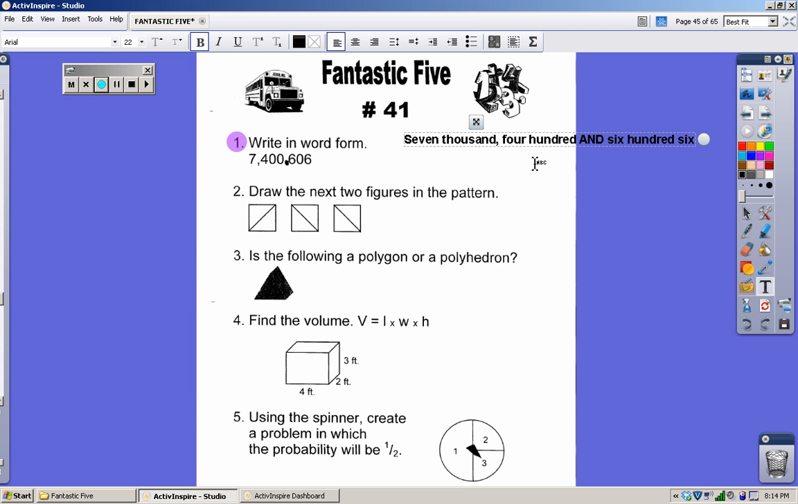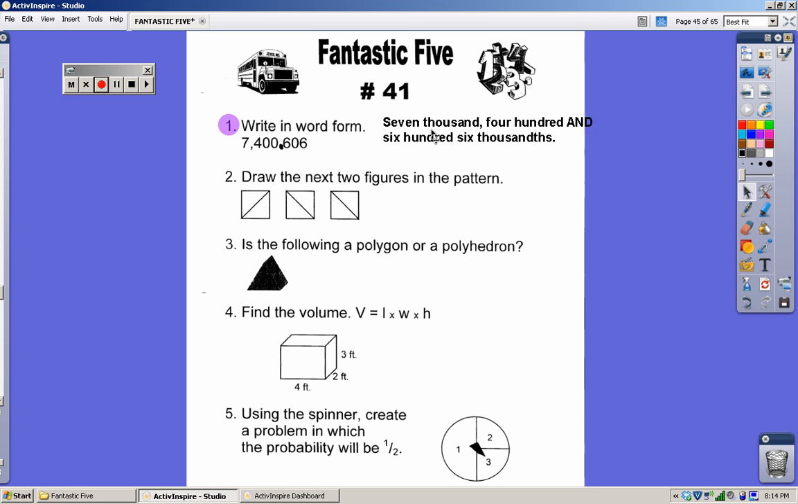606. And then stick the ending on, whatever the ending value should be. And since that last 6 right there ends in the thousandths place, you're going to end with the word thousandths. And that is how you write your word form of that number right there.